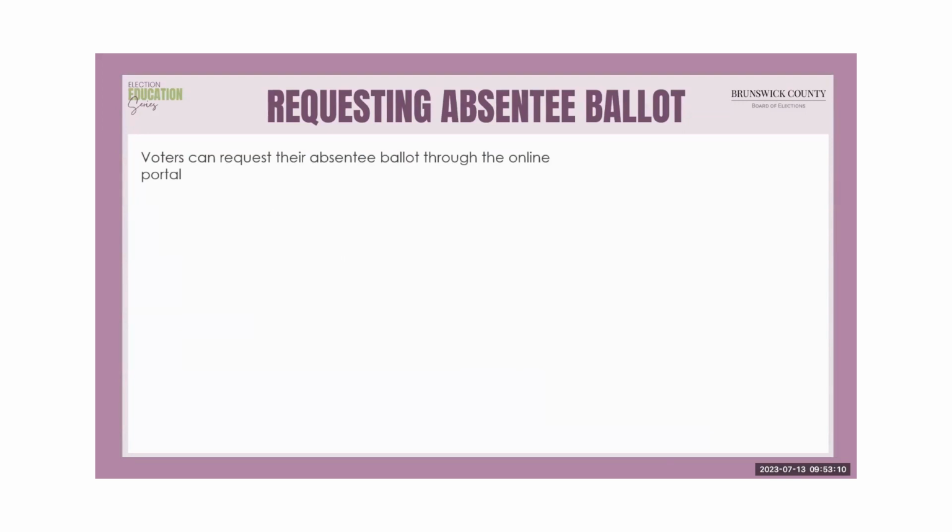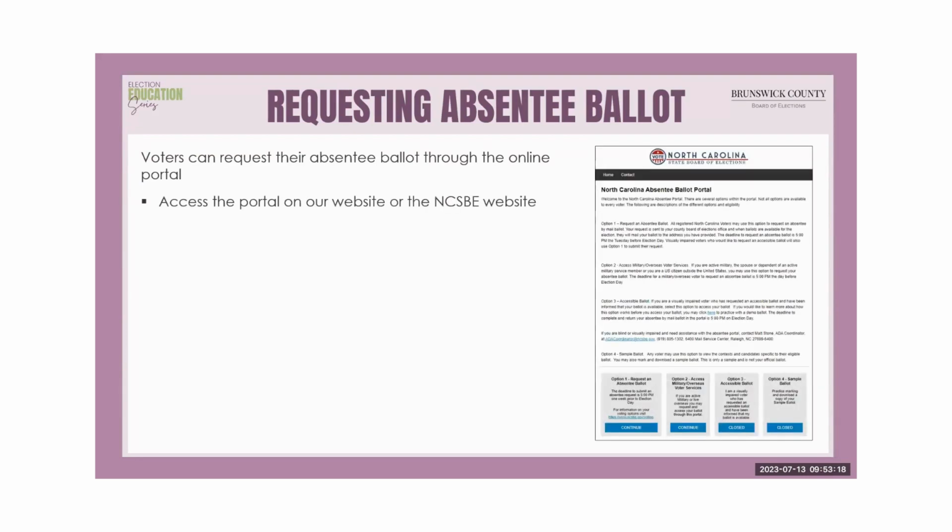Voters who do wish to vote absentee by mail can access the official form online through the state's absentee ballot portal. The link to the portal is located on our website and the North Carolina State Board of Elections website. At the bottom of the portal page, the voter can click on option 1 to request their absentee ballot, which will take them through the online form.